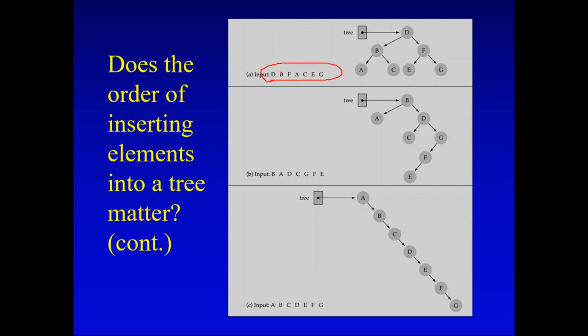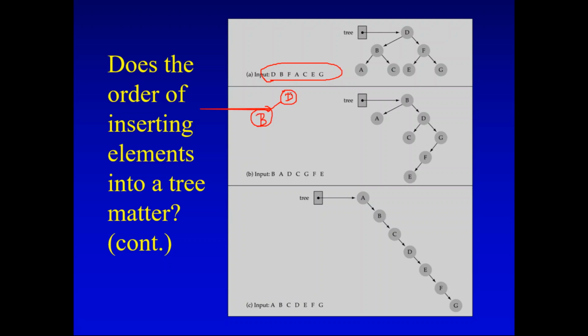That is first D, then B, F, A, C, E, and G. So what will happen? If you draw the tree for this, first you will get D. D becomes the root node. Then B. B is less than D, so B will come here, right? Again F.